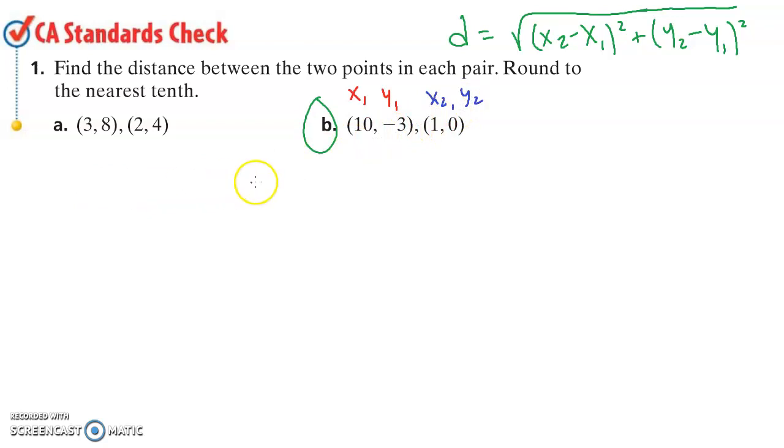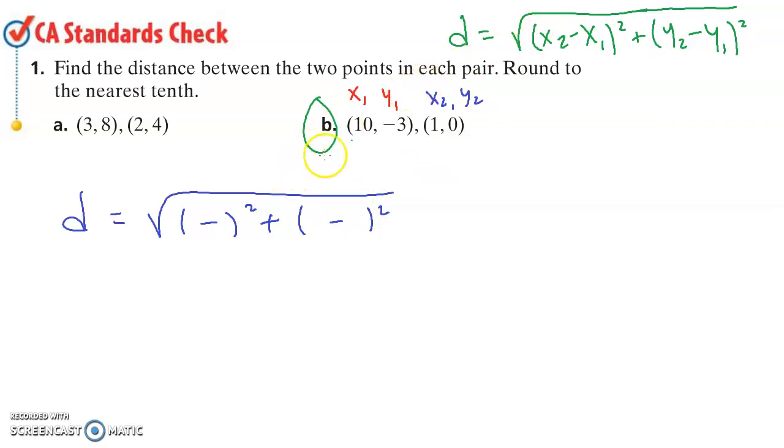Alright, so we can go ahead and just plug this into our formula. Our formula was d is equal to the square root of blank minus blank squared plus blank minus blank squared. Alright, so we're just going to plug in our values. It looks like we have x2 minus x1. So x2 is 1 minus 10, squared, plus, and then we have our y2 and y1, which is going to be 0 minus negative 3.